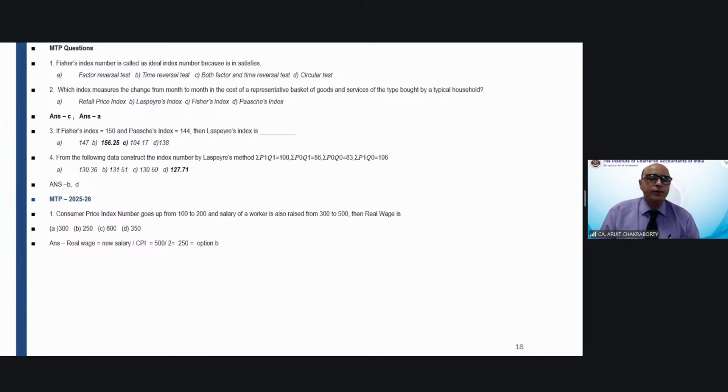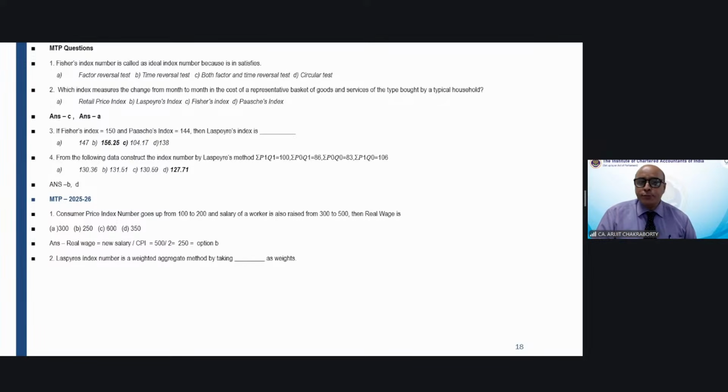We have seen that real wage is nothing but the nominal wage divided by the price index. Here the revised wage is 500, but we can see that the consumer price index which was 100 has now become 200, that is, 2 times it has increased. So the real wage of this particular employee is 500 divided by 2, which is 250. So option B is the right answer.